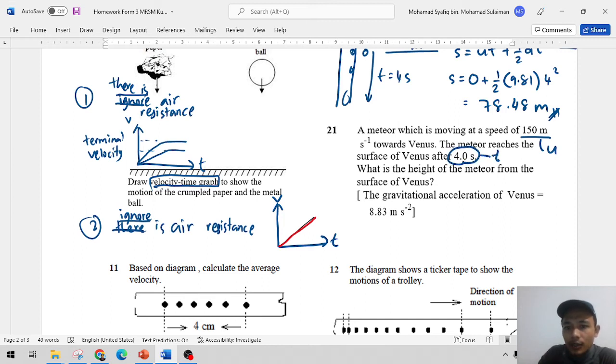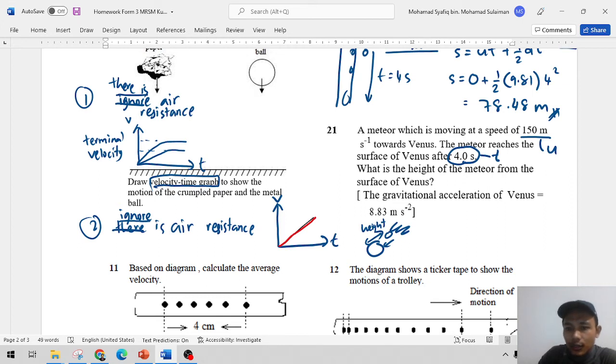The height of the meteor, so we want to find, so we have Venus and there is a meteor coming towards Venus. Okay, so we want to find the height here, the height before it hits Venus.